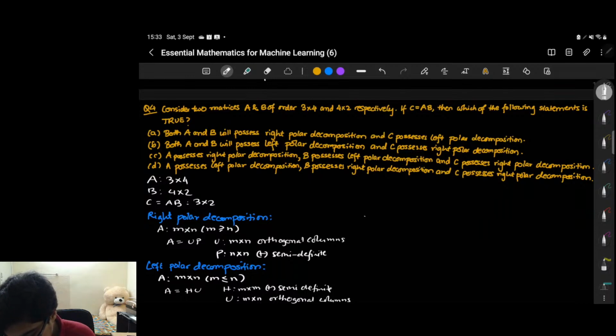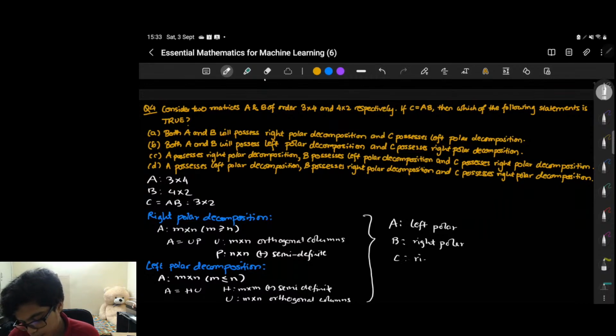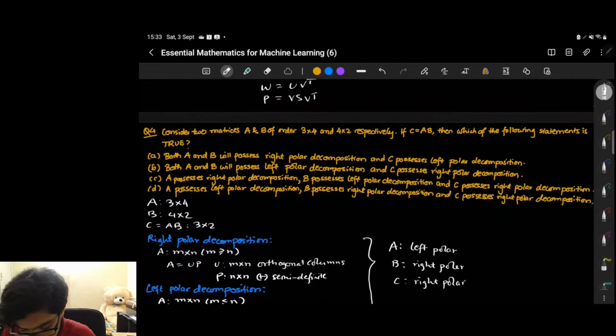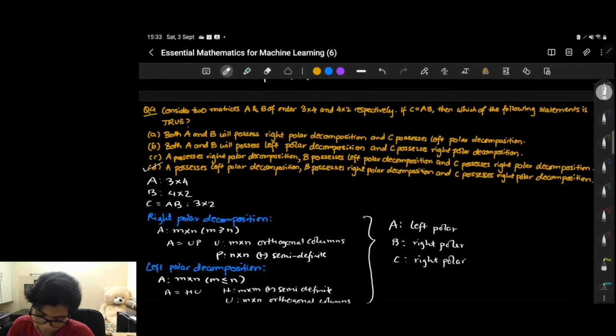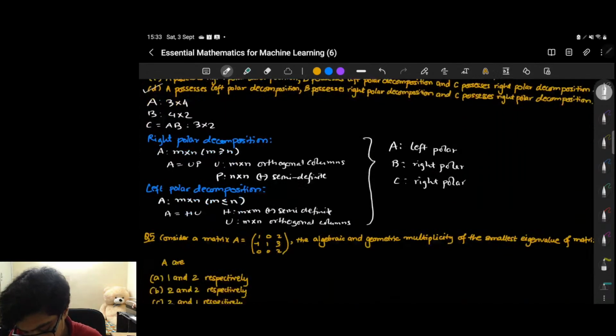So from this definition, we can easily see that A will have left polar decomposition, because for A, m is less than n. B will have right polar because m is greater than n. And C will also have right polar because again m is greater than n, that is 3 is greater than 2. So the correct option which matches is option D. A has left polar and B and C have right polar decomposition.